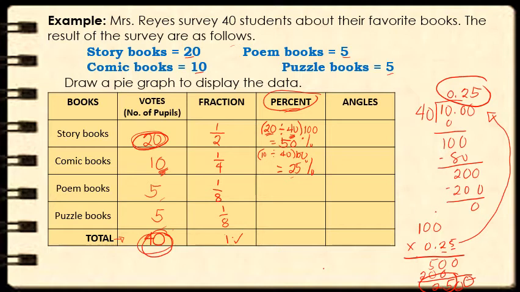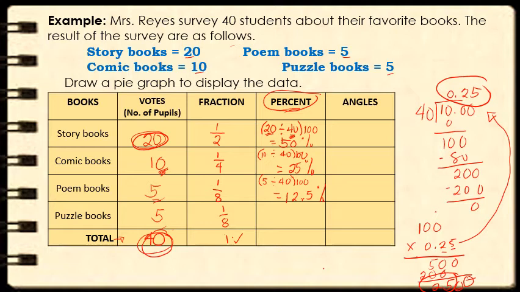What about naman sa poem books? Sa poem books, 5 lang ang pumili. So, ilalagay mo 5, sa pagsusolve mo 5 divided by 40. Dahil 40 lahat ang estudyante, ang makukuha mong sagot, imumultiply mo sa 100 to give us percent. So, 5 divided by 40 times 100 is equal to 12.5%. Isolve ninyo na lang, children, para makuha nyo itong 12.5%. Same process lang, kagaya ng pinakita kong solution kanina.